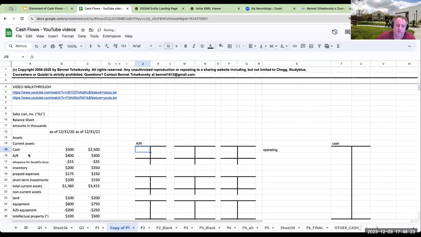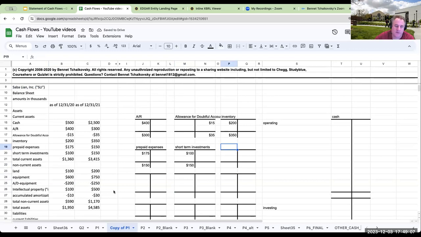So we've got over here accounts receivable, an asset. Beginning balance here was 400. Ending balance is 300. The allowance for doubtful accounts: you see a negative amount on the asset side, which means it's a contra asset account. Opening balance, credit of 15. Ending balance, credit of 35. We've got inventory. Beginning is 200. Ending is 350. We have prepaid expenses. Beginning is 175. Ending is 150. We have short-term investments. Beginning is 100. Ending is 150. So current assets, we're going to leave that alone.